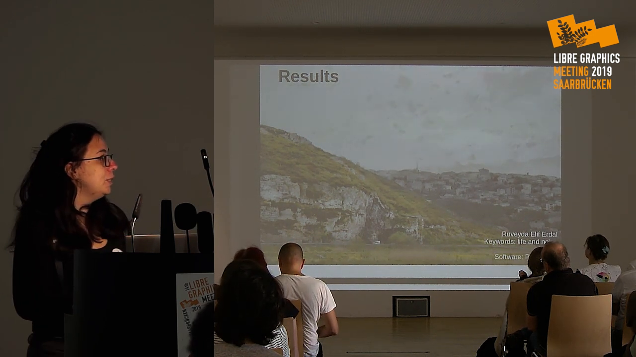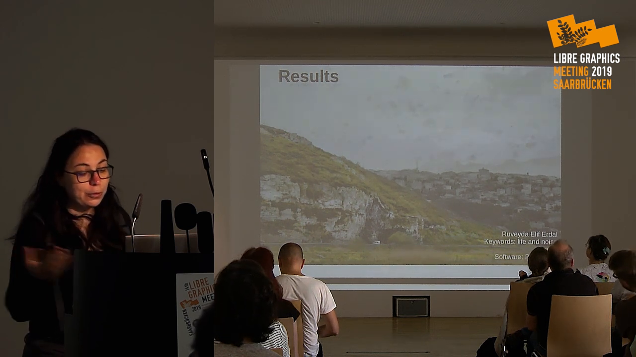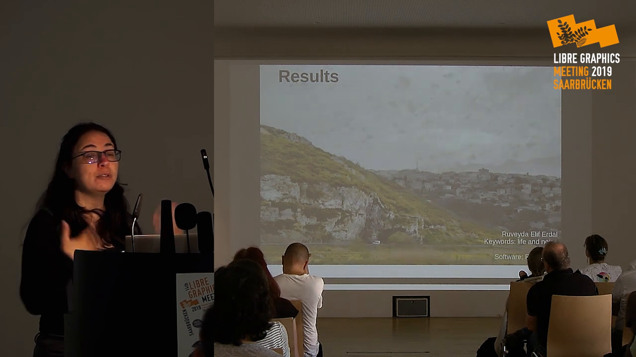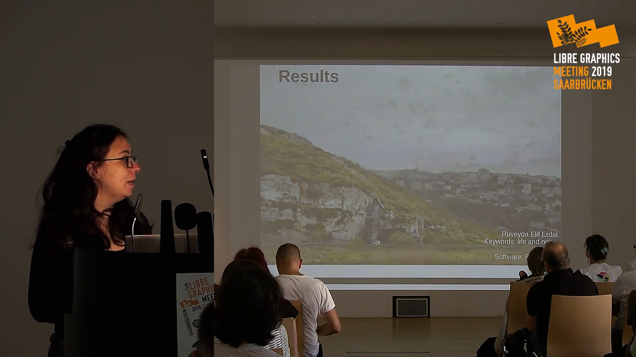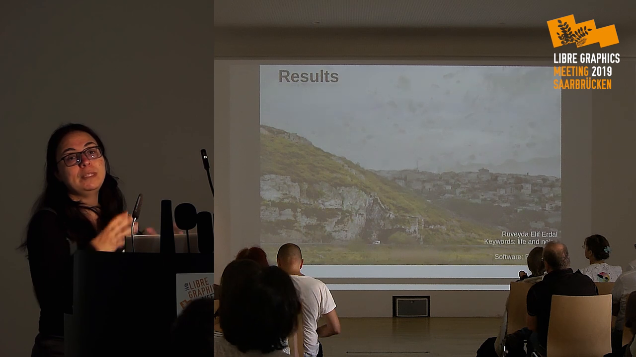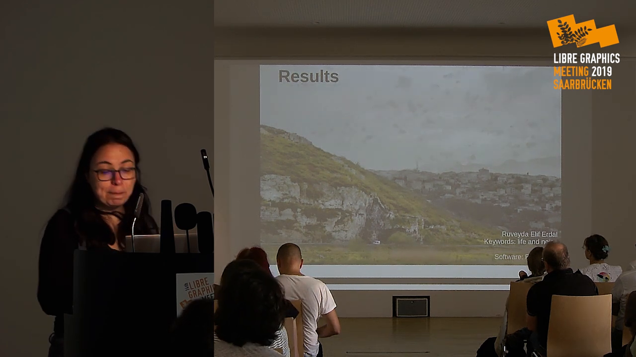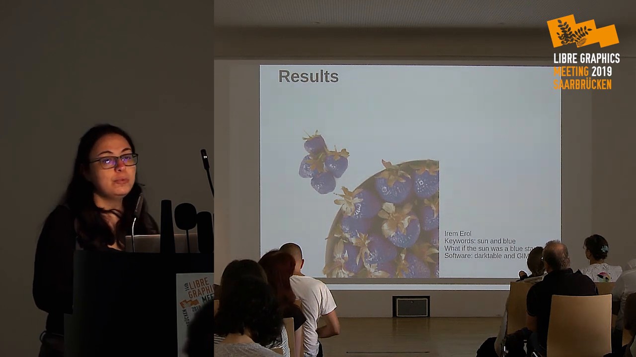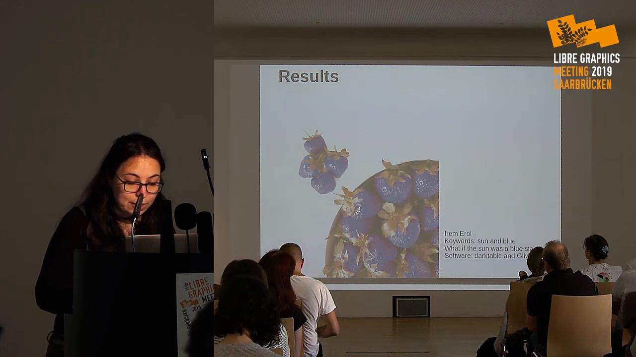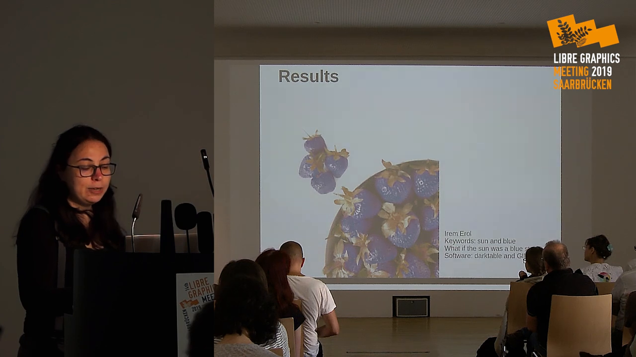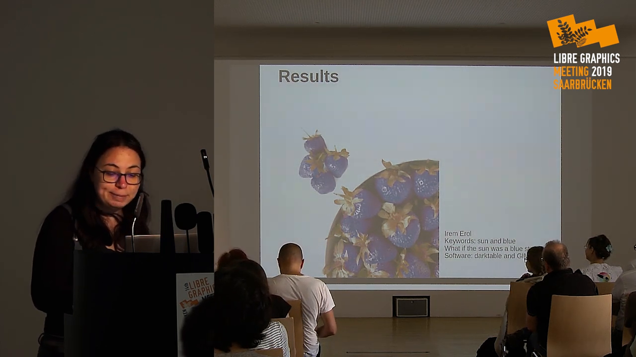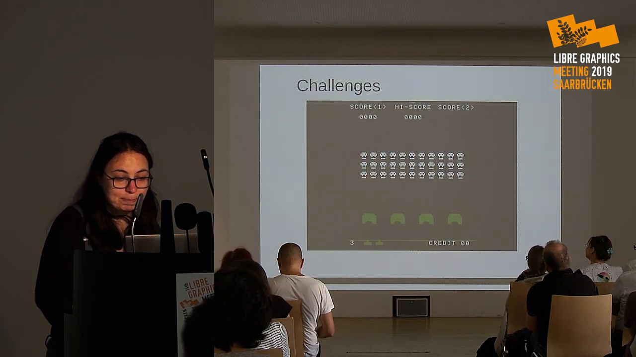For the last one, the keywords were life and noise, and the student actually started working with caves near Istanbul that had early human civilizations in them, to reflect the difference between the modern city and the caves that were there. The last student had just sun and blue. What if the sun was a blue star instead of the yellow star that it is, and how that would change the world around it. She went completely on a sci-fi side, using Darktable in this case.